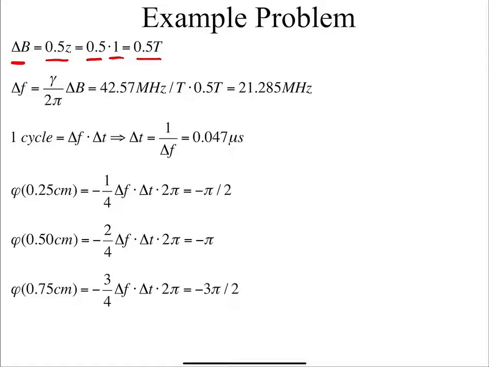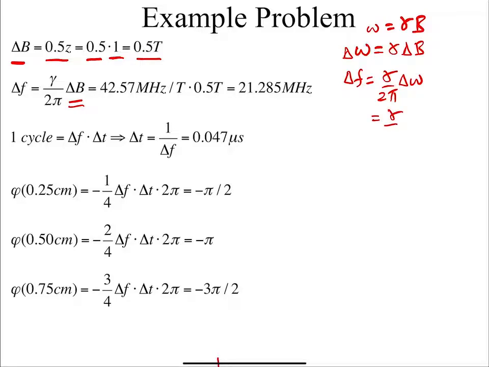Now what we want to do is look at the difference in the frequencies of those two spins. So that's just taking the delta B. We remember delta omega is equal to gamma delta B. In general, we always have omega equals gamma B, but when we talk about cycles, it's much easier to go into hertz. So delta f is equal to delta omega over 2 pi, which equals gamma over 2 pi times delta B. So we can solve for that, and the change in frequency between those two spins is 21.285 megahertz.